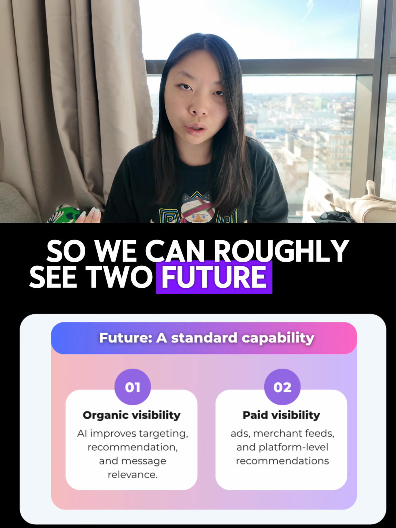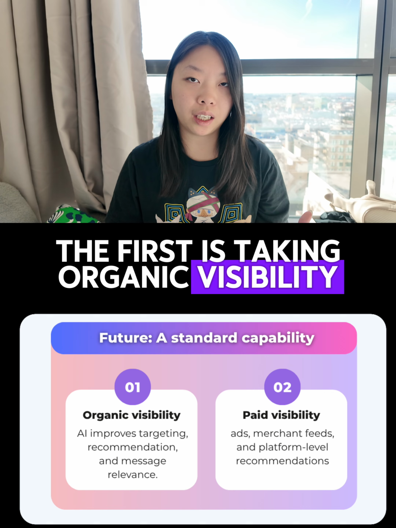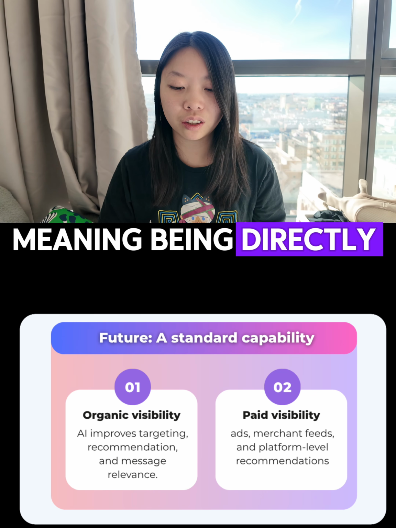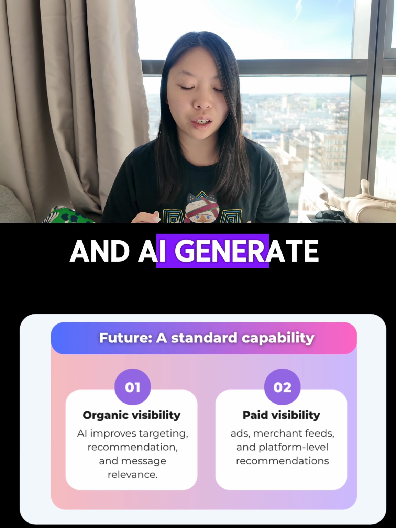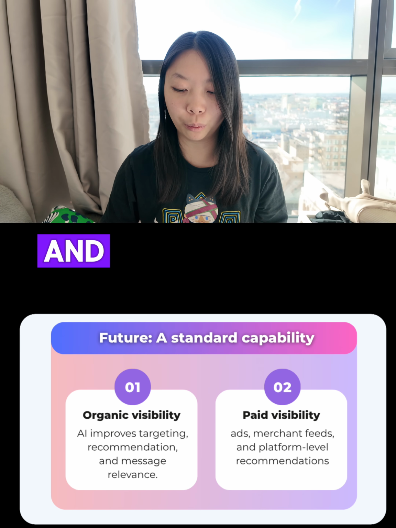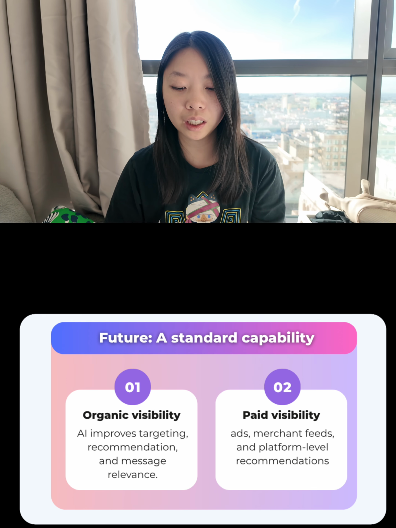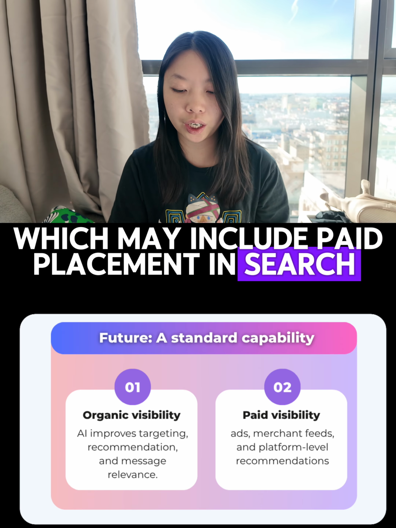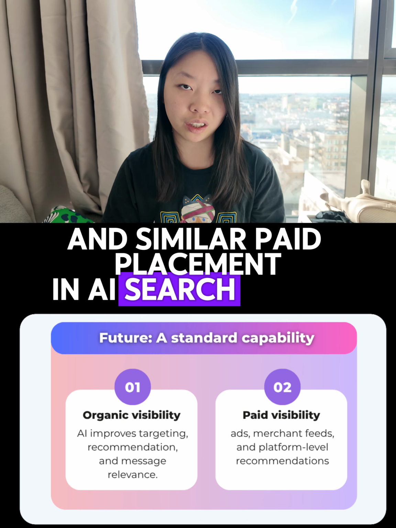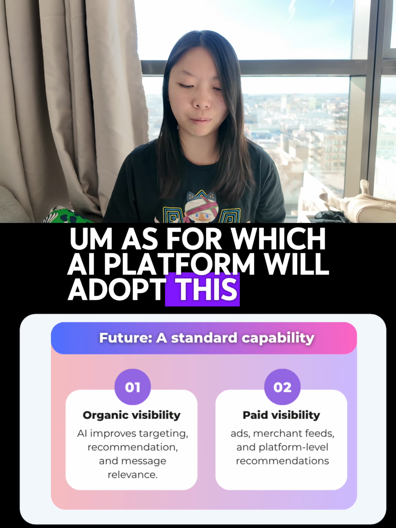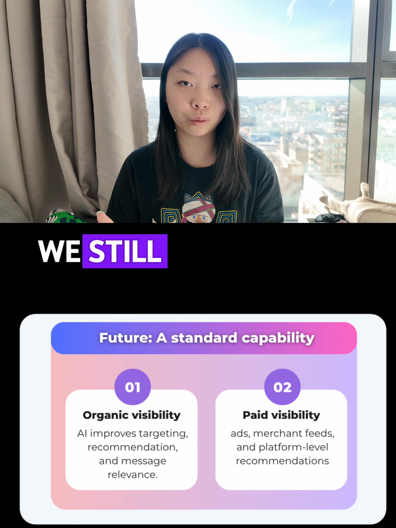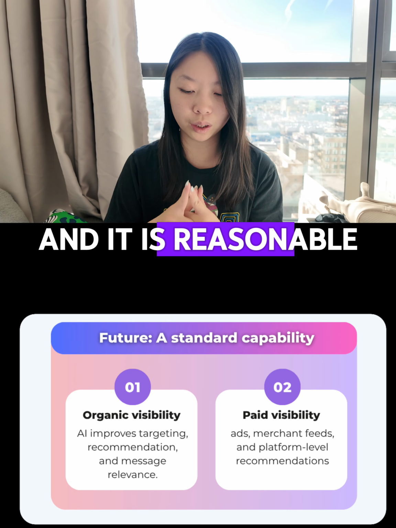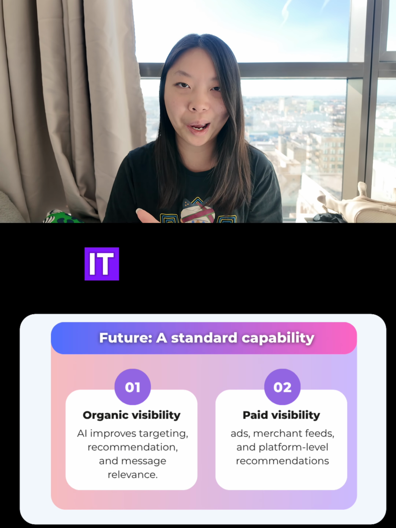So we can roughly see two future paths. The first is to gain organic visibility through stronger SEO and GEO optimization, meaning being directly surfaced in search engines and AI-generated answers mainly because of high quality content and well optimized page structure. The second path is paid visibility, which may include paid placement in search engines and similar paid placement in AI search engines. As for which AI platform will adopt this model and what exactly it will look like, we still don't know now. But the direction is very hard to avoid completely in the future, and it is reasonable to expect that sooner or later it will happen.